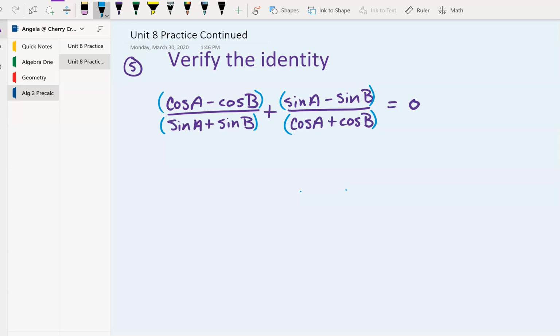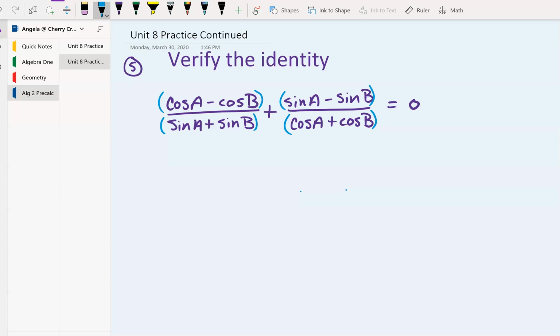Welcome to Practice Unit 8 Continued. We're going to start by verifying a few identities, and I know these guys are your favorite. We're going to make our left side simplify to look like the right, or prove that this expression equals 0 in this case. So pause the video right here if you want to try it by yourself first. Give it a shot, and then come back.